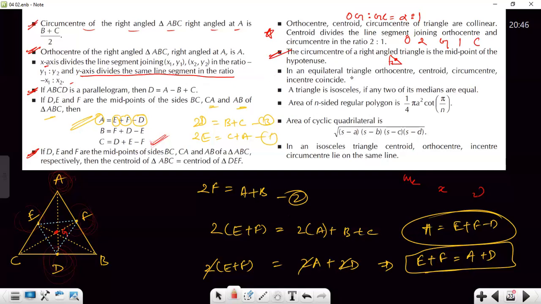Going to the next point, in an equilateral triangle, orthocenter, centroid, circumcenter, in center, all these 4 points will coincide. In an equilateral triangle, these all 4 points will exist on the same point.